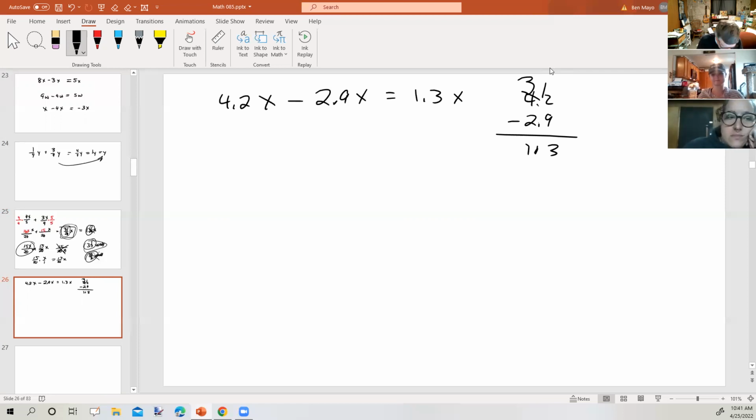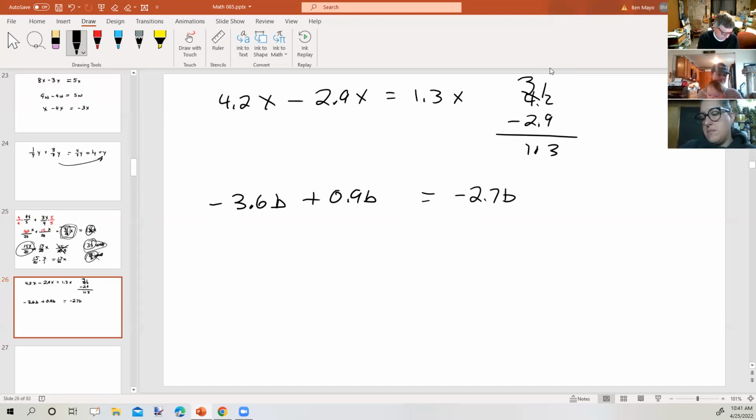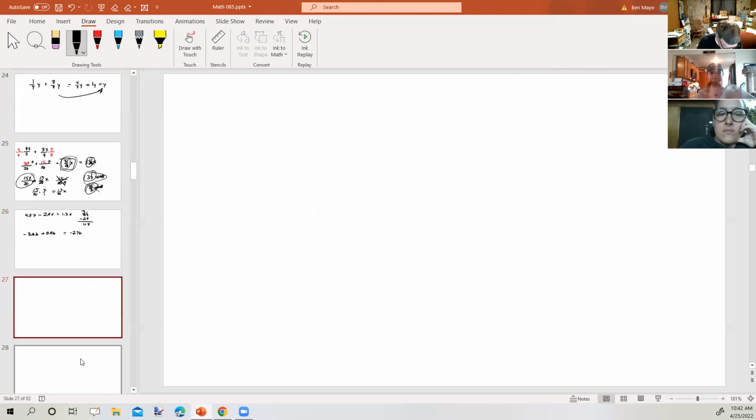How about this? Negative 3.6b plus 0.9b. Well, let's see here. Negative 3.6 plus 0.9 equals negative 2.7b. Questions there?